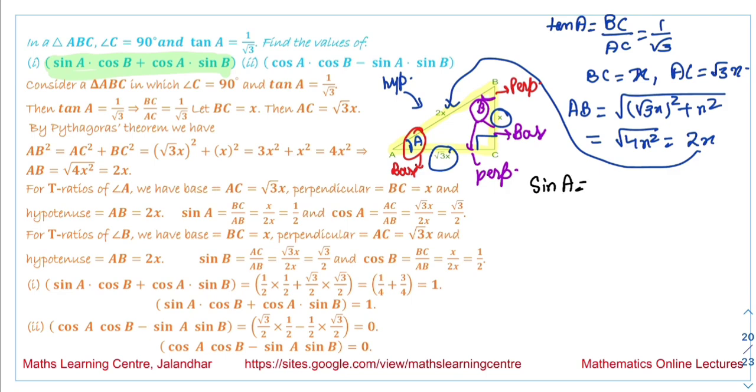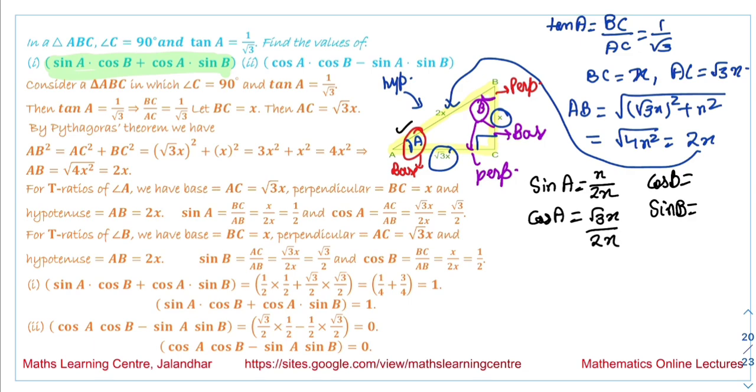Then we want the value of cos B, then cos A and sine B. First of all, we are calculating these values. So the value of sine A, we are talking about this angle is A. So it is perpendicular over hypotenuse, and cos A, it is base over hypotenuse.